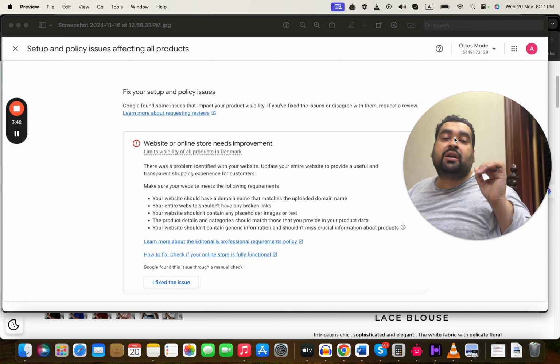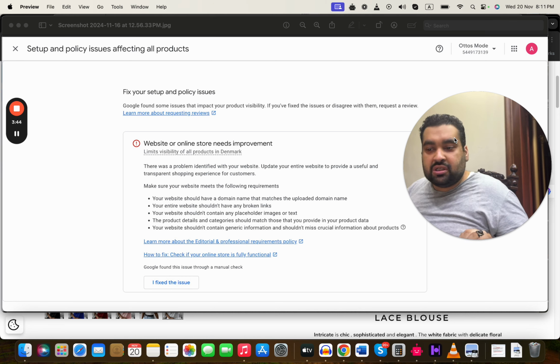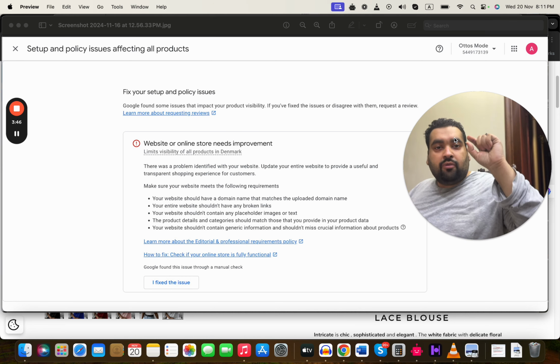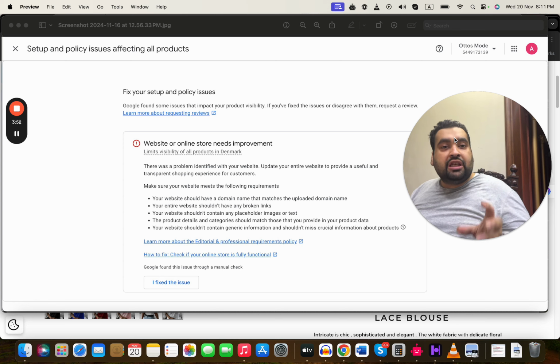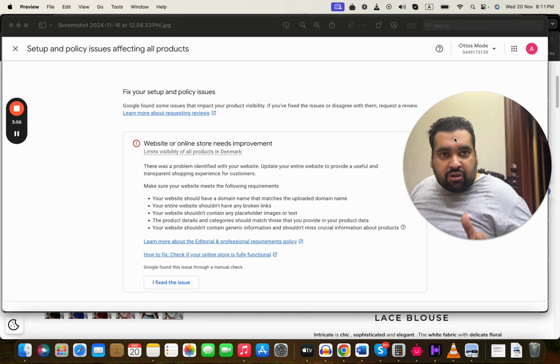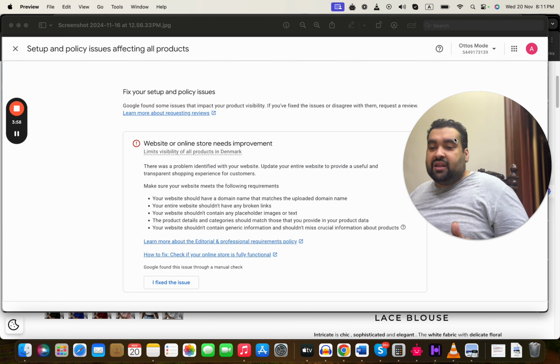I believe that people lack attention over here on the placeholder images and text. Placeholders can be found in images, can be text, or can be a plugin issue. This needs to be sorted. This is a coding issue, and usually a developer can sort it. Sometimes it's a plugin which has it, so we need to replace it as well.